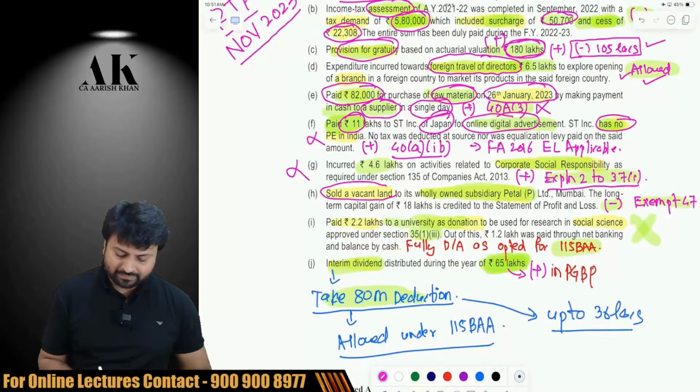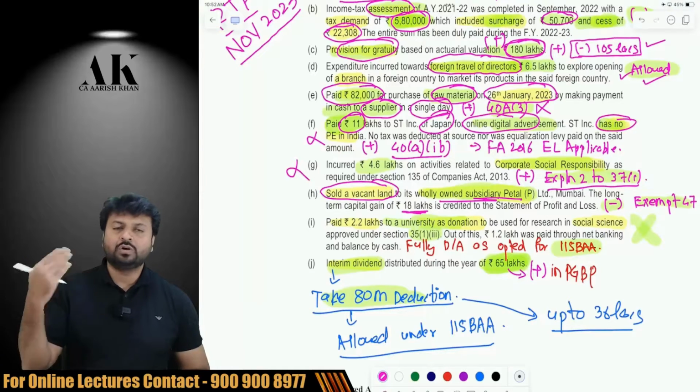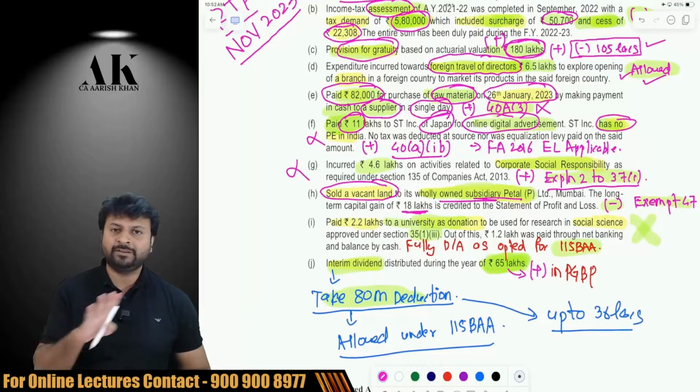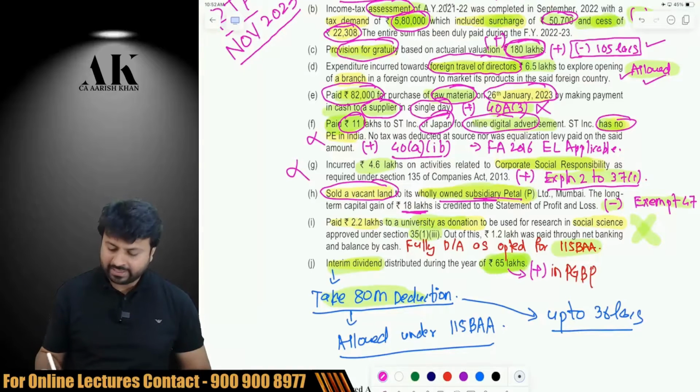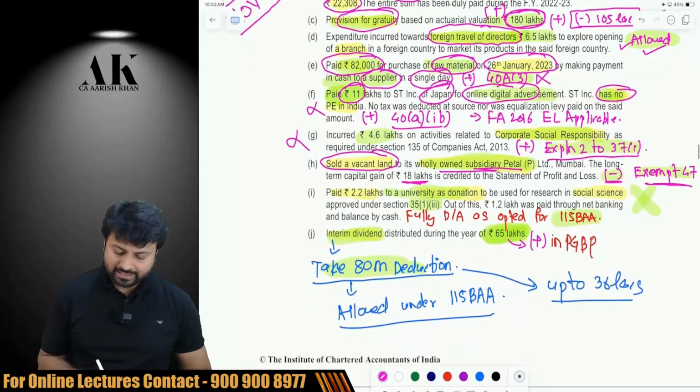Next, you are selling some vacant land on which 18 lakh long-term capital gains is charged, and you are selling this vacant land to a wholly owned subsidiary, which is an Indian company. So this is exempt under section 47. So you will remove it from PGBP, and under income from capital gains, you will show that as an exempt transfer under section 47.